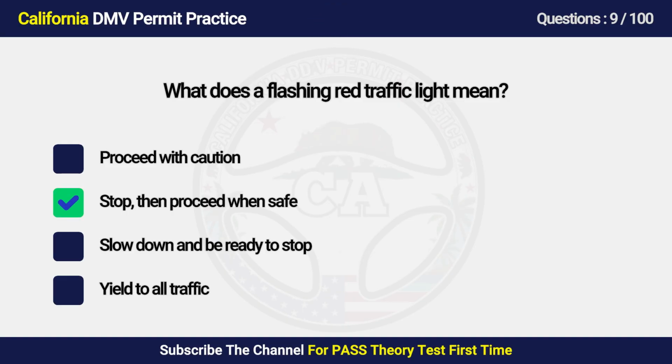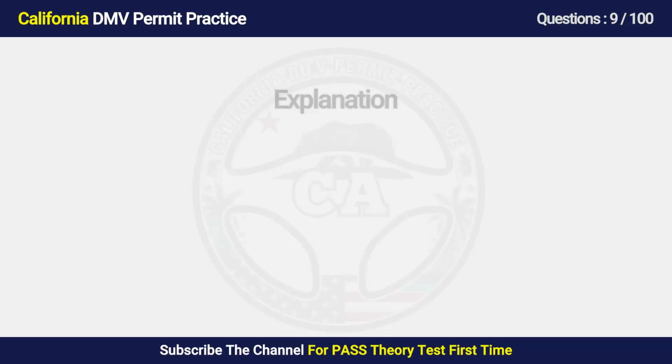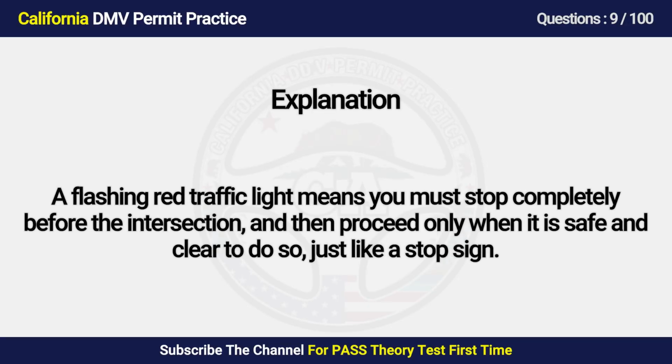Answer is B. Stop, then proceed when safe. A flashing red traffic light means you must stop completely before the intersection, and then proceed only when it is safe and clear to do so, just like a stop sign.